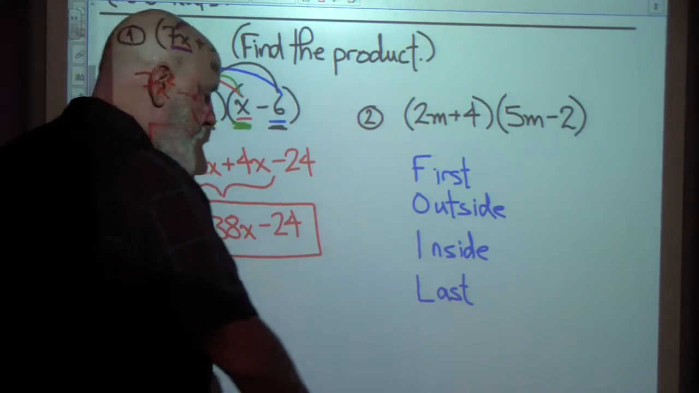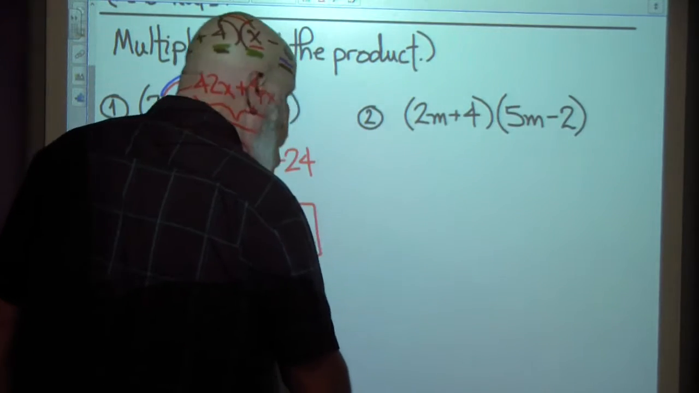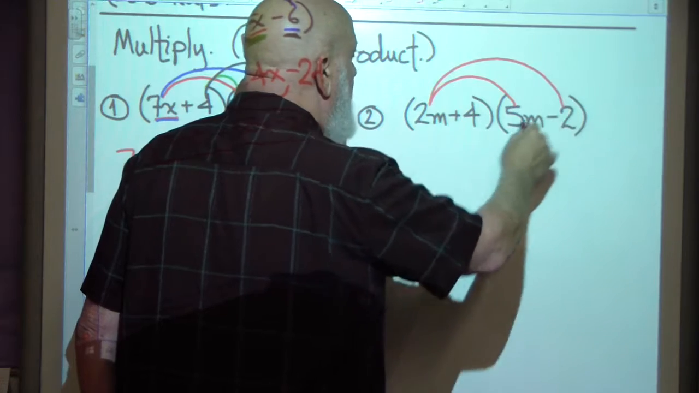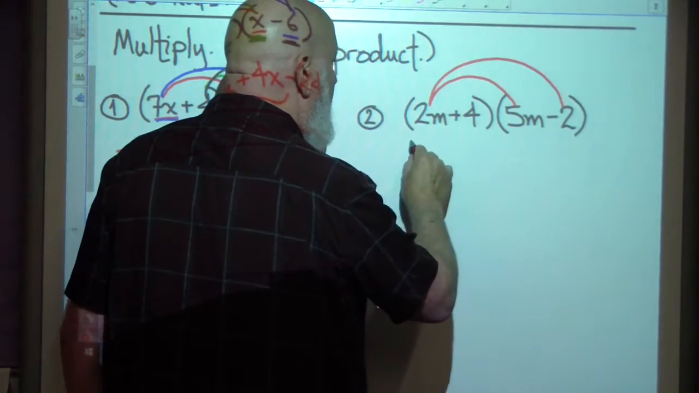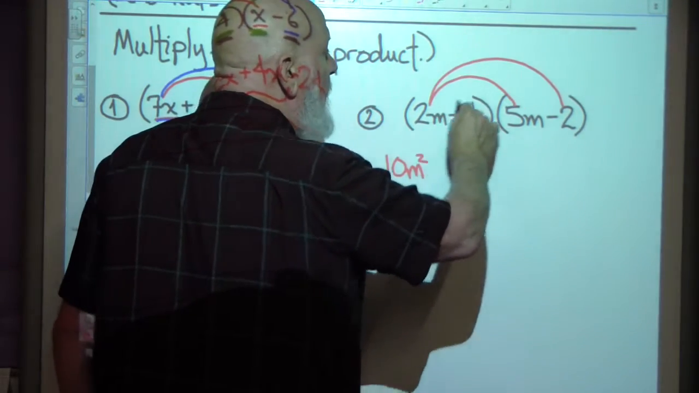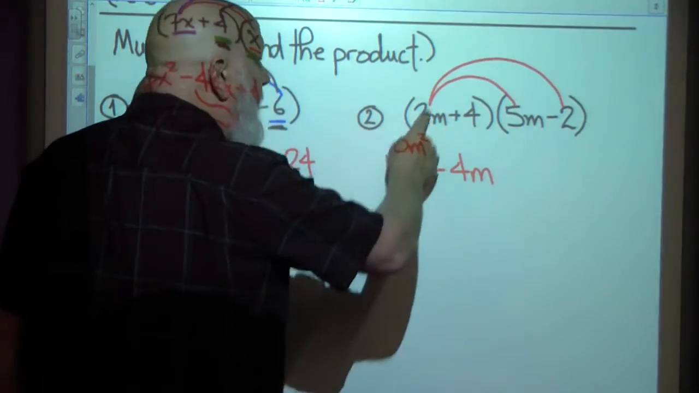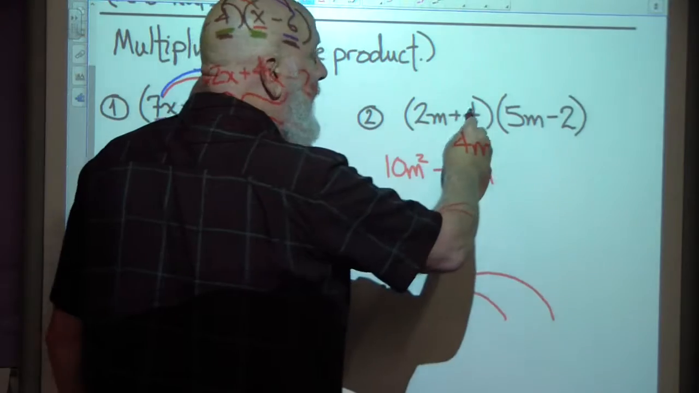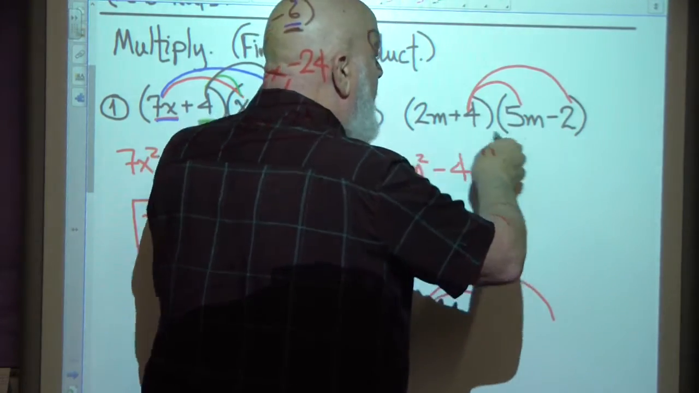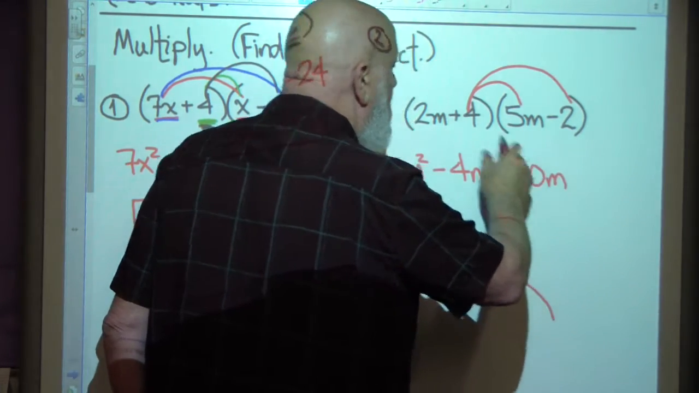Okay, let's do another one. This is what we're going to be doing every single time. Foiling, taking this one and multiplying it by these two. First, outside. 2m times 5m is 10m squared. 2m times negative 2 is negative 4m. I'm going to take this one, multiply it by both of those. This is the inside and the last. It'll be plus 20m and negative 8.